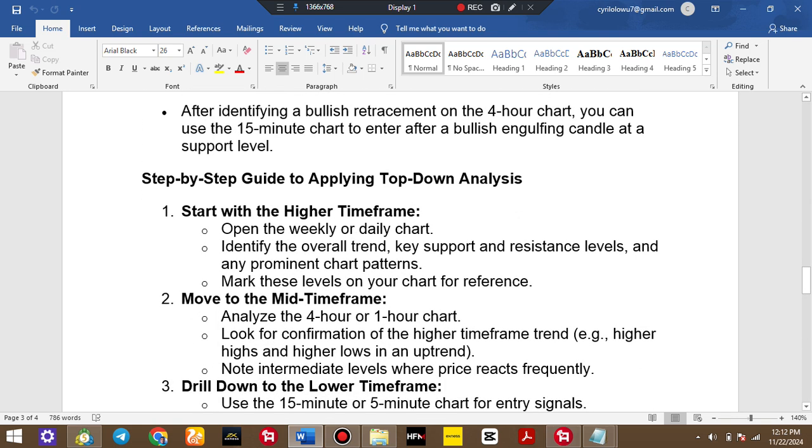Step-by-step guide to applying top-down analysis. Step 1: start with the higher time frame. Open the weekly or the daily charts.